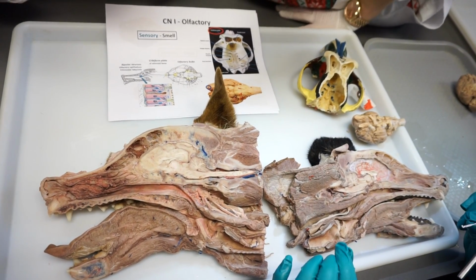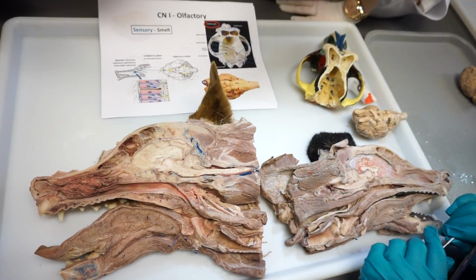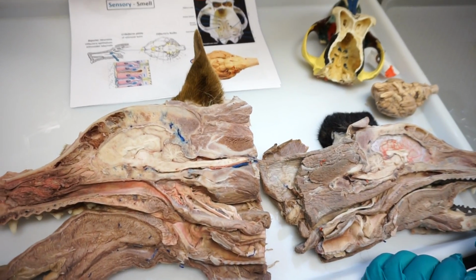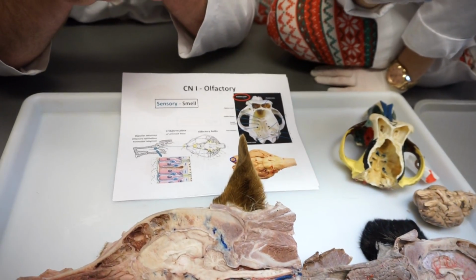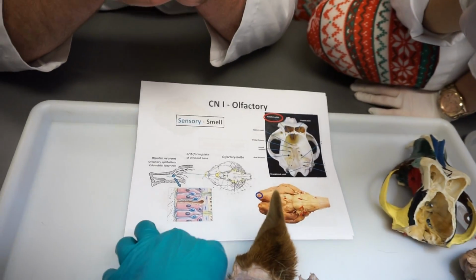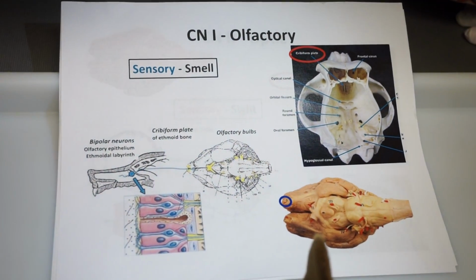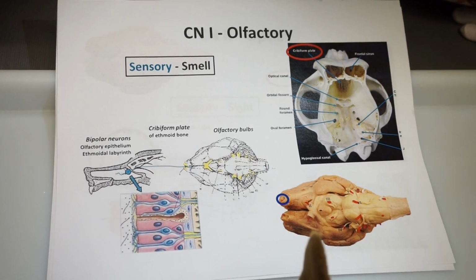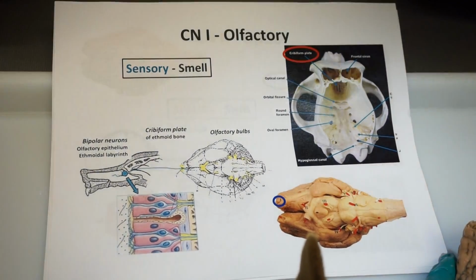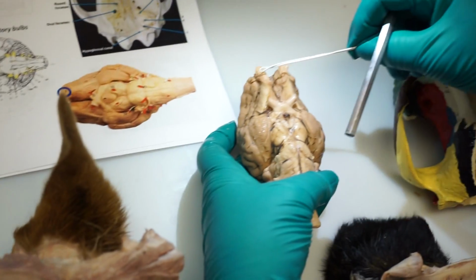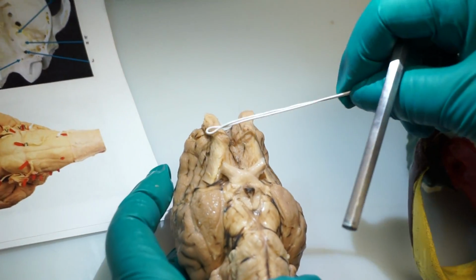Okay, in this video we're going to be discussing cranial nerves. We're going to start with cranial nerve 1. Cranial nerve 1 is the olfactory nerve, which is sensory to smell. This nerve, if we looked at a brain, is going to be coming out of this area, the olfactory bulbs.